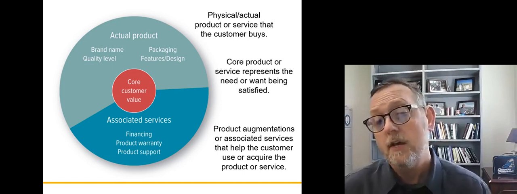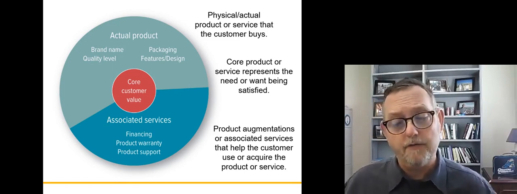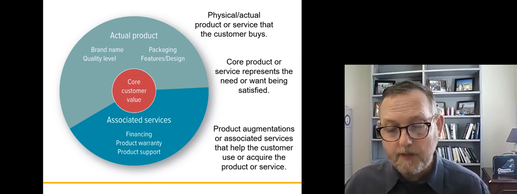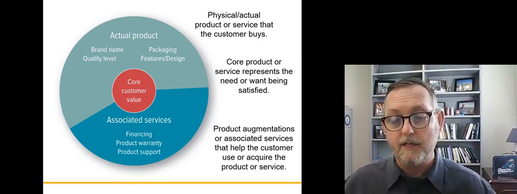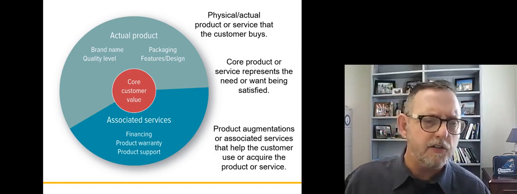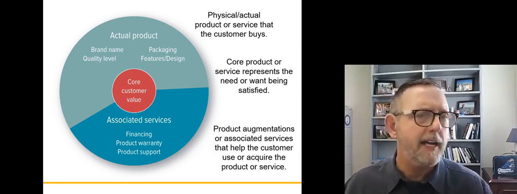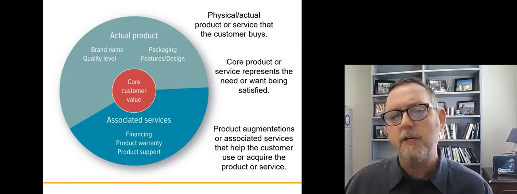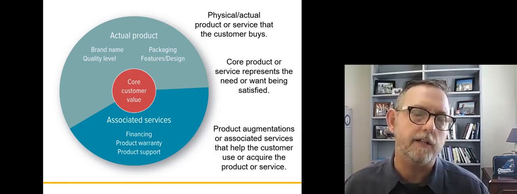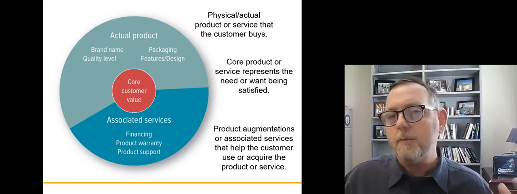Those are associated services. And so think about, if you're creating a new product, first we have to satisfy the core need. It's what the product's purpose is. Then we can add different features. We can use different materials. We can do color schemes. We can do different packaging. And then we can add services on top of that to enhance the value of the product.